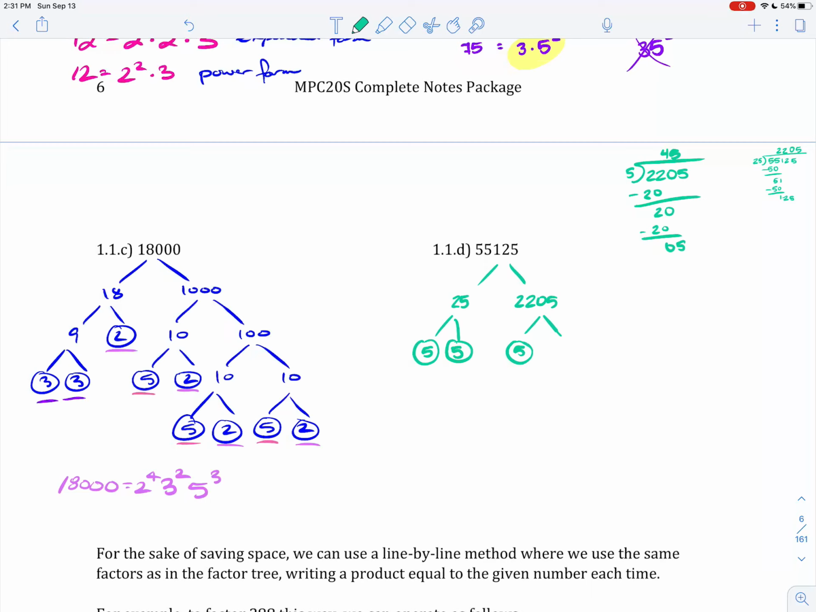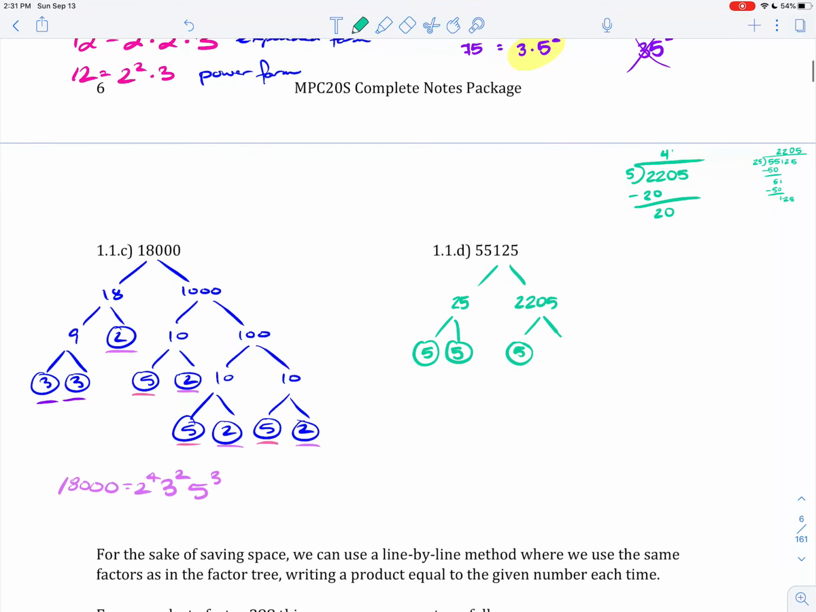Does it? Oh, sorry. I was looking at the 4 at the top. It goes in 4 times. Good catch. And it goes into 5 once. So I get 441. And 441 is still not prime.